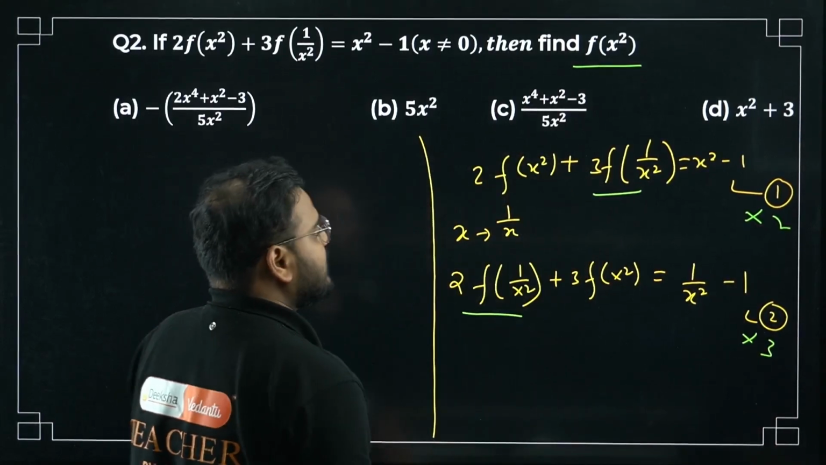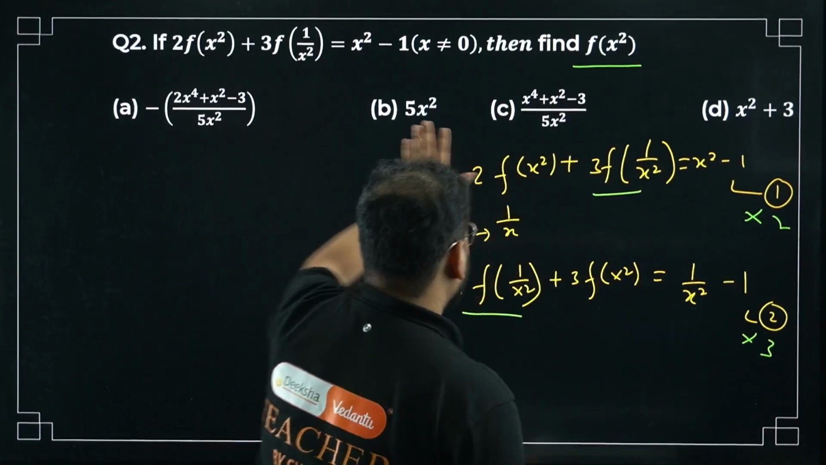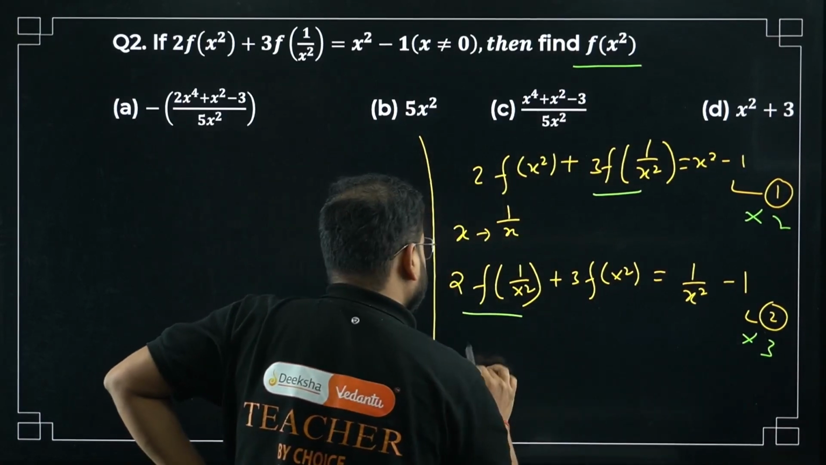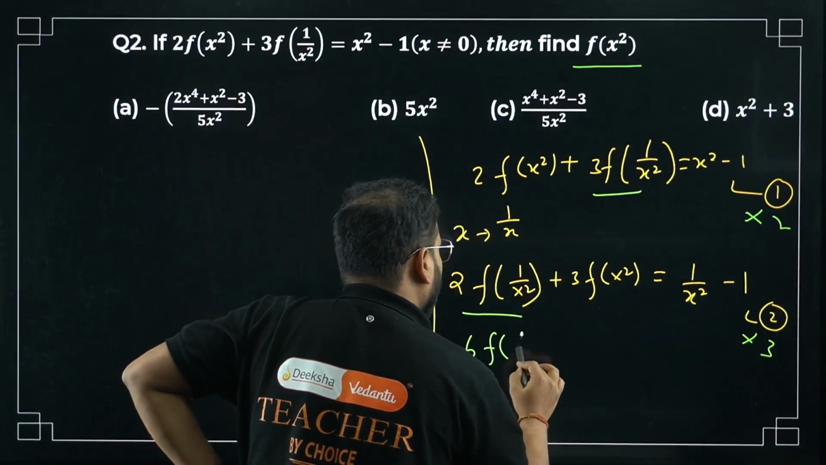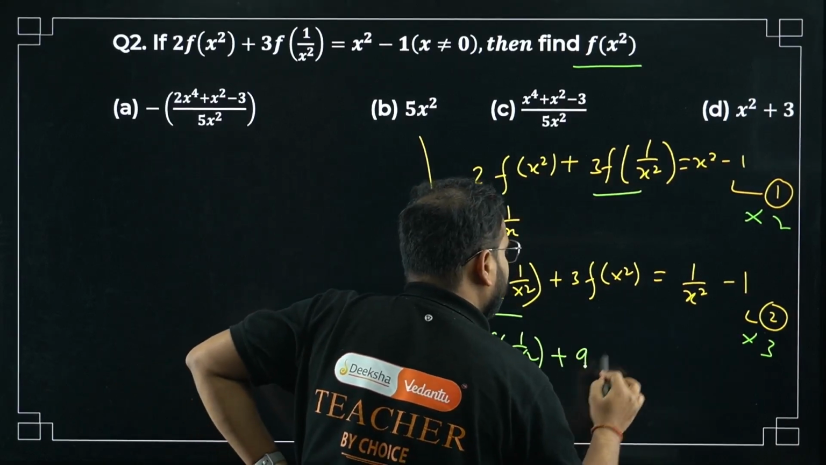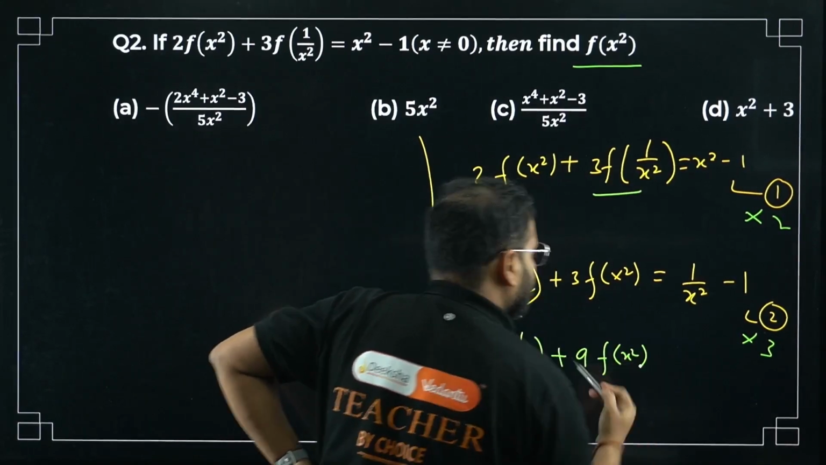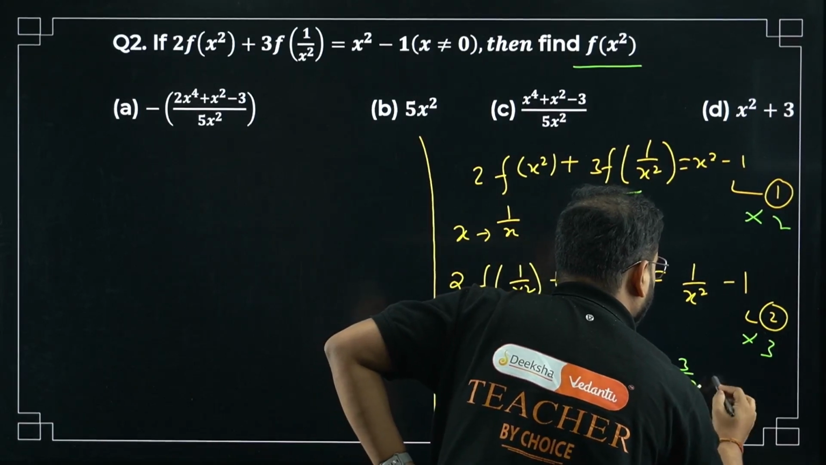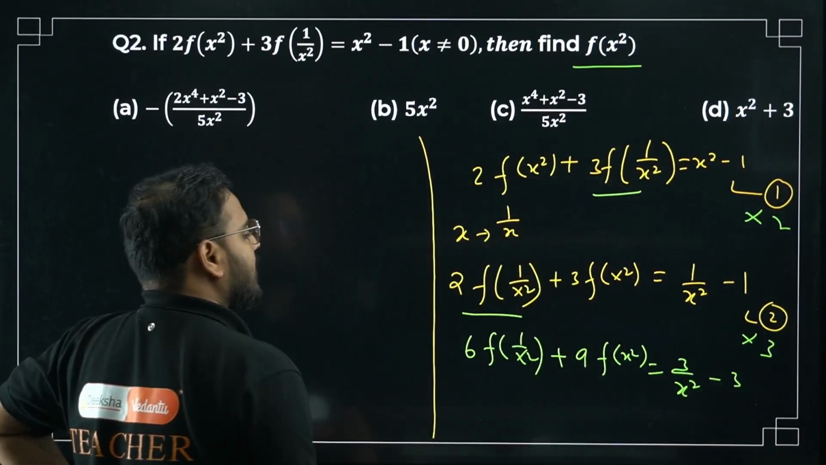Check the result out. First one I'll write now. 2 times 2 will become, I can write this one first. 3 times 2 will become 6 f of 1 upon x square. 3 times 3 will become 9 f of x square. This will be 3 by x square minus 3. Correct now? This is my equation number.